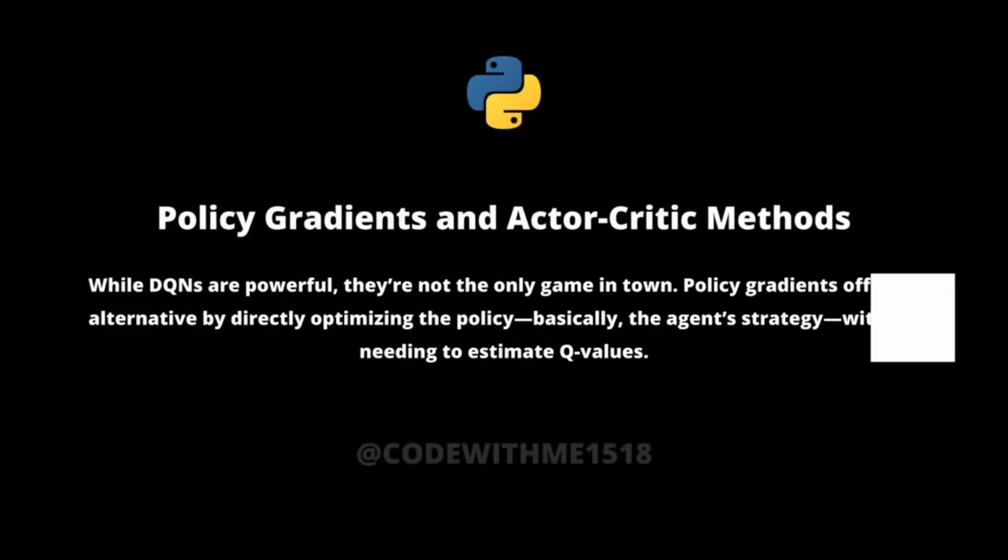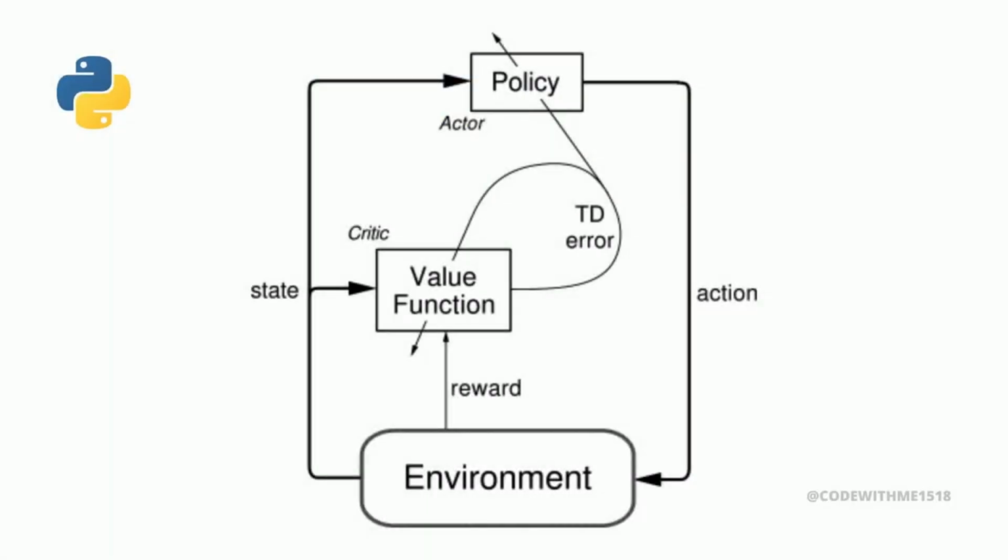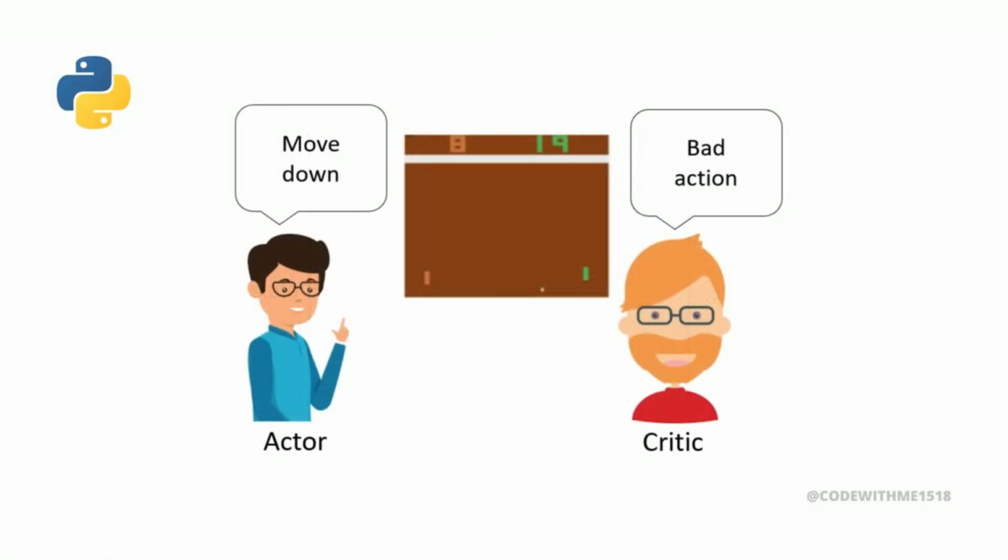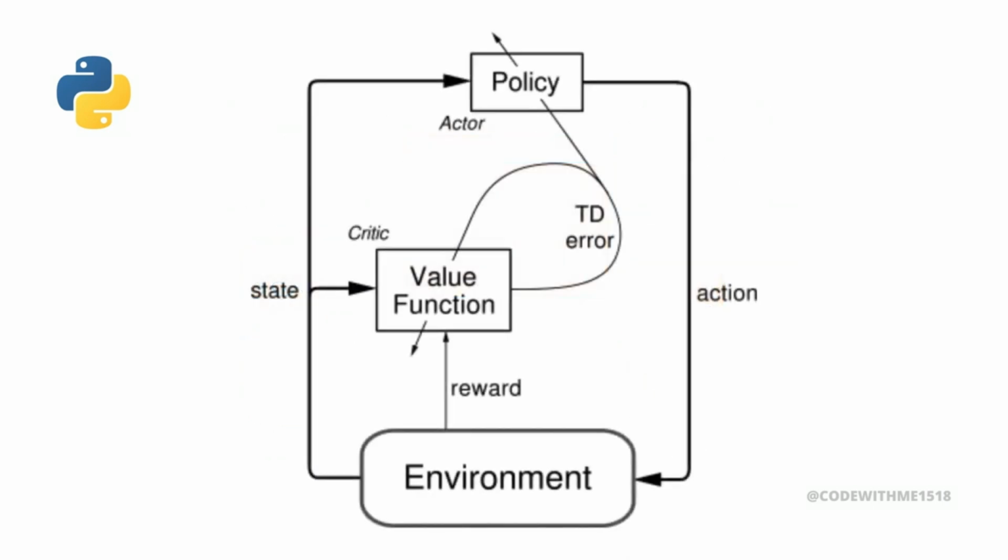While DQNs are powerful, they're not the only game in town. Policy gradients offer an alternative by directly optimizing the policy, basically, the agent's strategy, without needing to estimate Q values. Policy gradient methods work by tweaking the policy in the direction that increases the expected reward. These methods are particularly useful in environments with continuous action spaces.